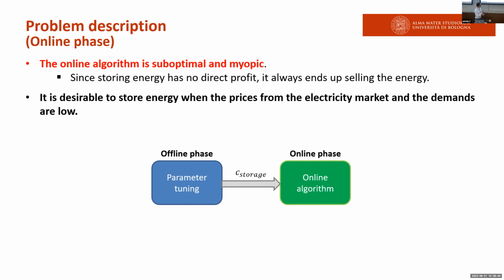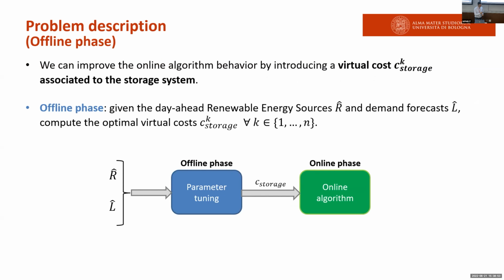During the offline phase, we basically find the optimal value of the storage for all these stages. Given our forecast of the photovoltaic production and the user demand, we predict the optimal C storage values, and we plug these values into the online algorithm.